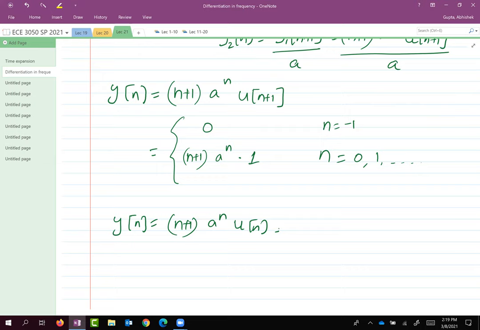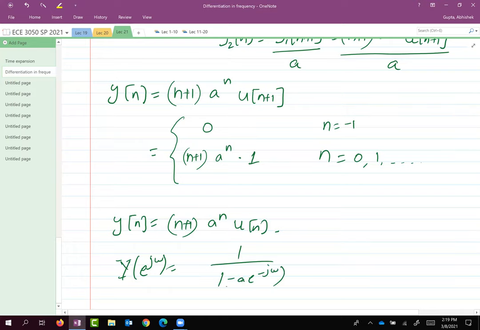Okay, so after a series of computations, we arrived at the inverse Fourier transform of this term, y of n. Any question? Should that be squared on the bottom? Oh, yeah, of course. Thank you.